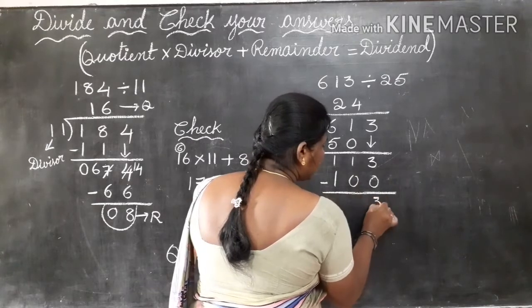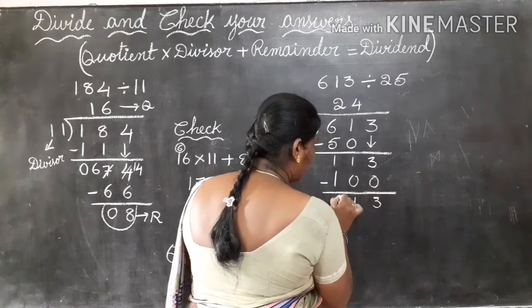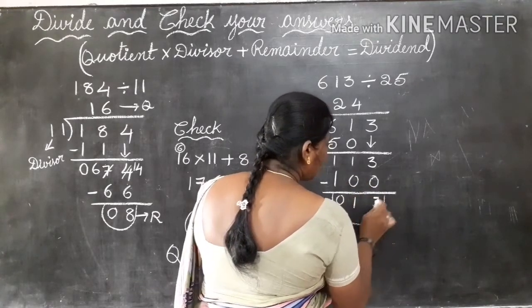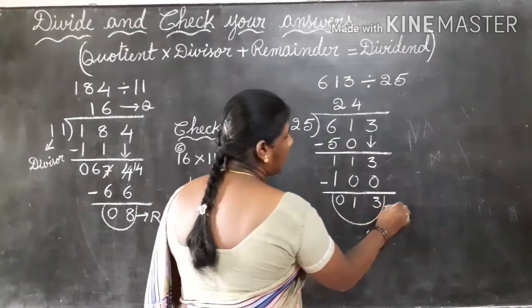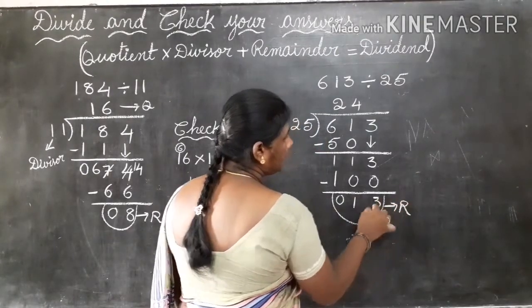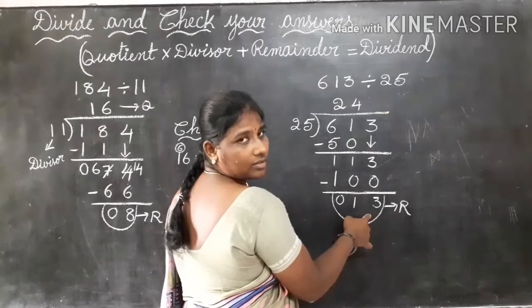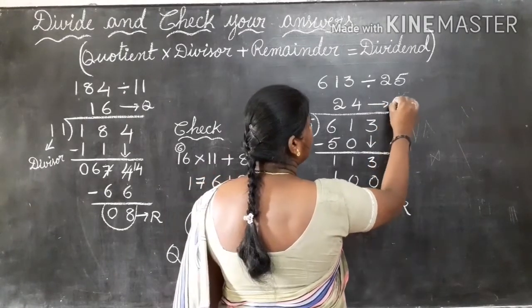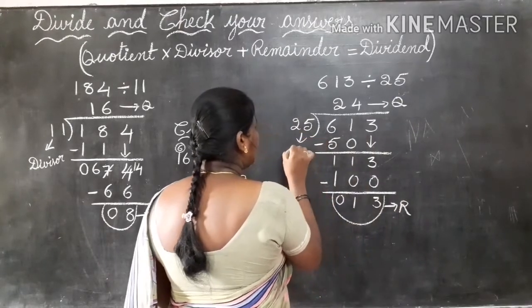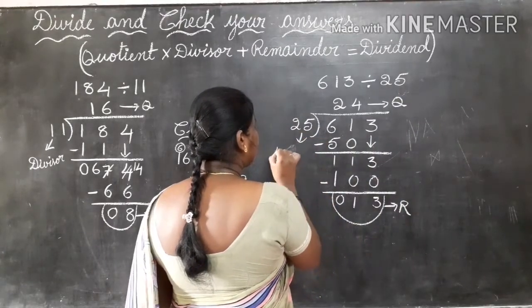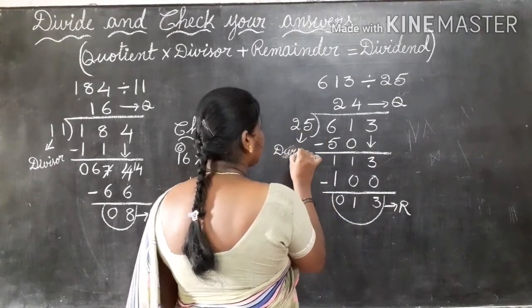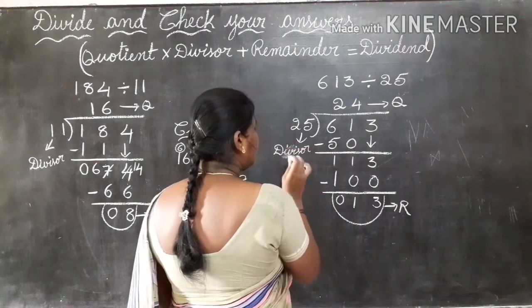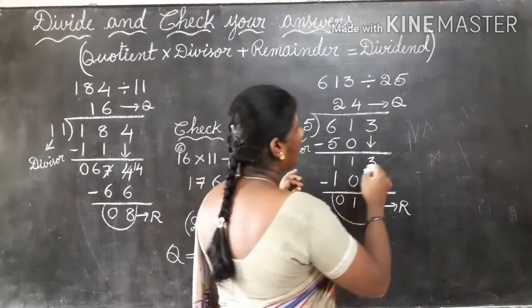3 minus 0, 3. 1 minus 0, 1. 1 minus 1, 0. So 13 is the remainder. There is no other number, so it is completed here. This is the remainder, this is the quotient, this is the divisor.